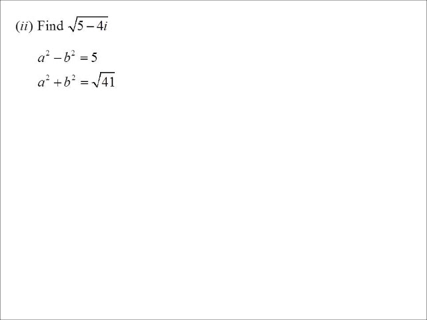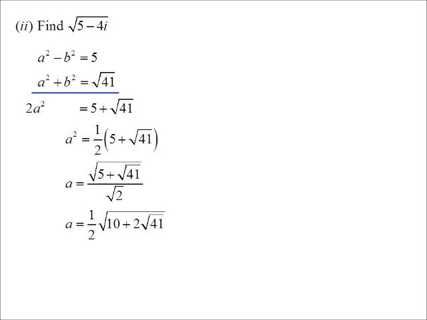Okay, a squared minus b squared is 5, that's fine. But it doesn't turn out to be a nice, neat whole number because it's not a Pythagorean triad. I don't go a squared plus b squared and get a nice, neat something that I can find the square root of. So it's the square root of 41. So simultaneously now, I get, well, 2a squared is 5 plus the square root of 41. So a squared is a half of 5 plus the square root of 41. a is the square root of a half of 5 plus root 41, that is, a half of root 10 plus 2 root 41.